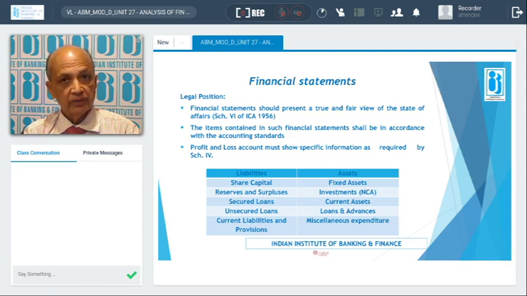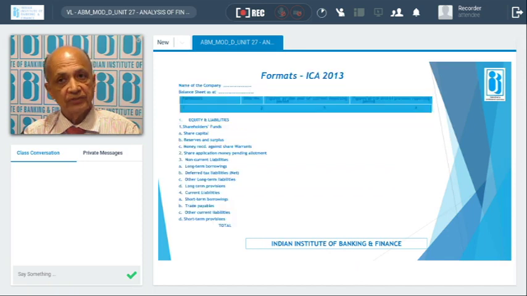And on the asset side, we take fixed assets on one side. Then comes investment, that is long-term investments, which are non-current assets. Investment, non-current asset, other than current assets. Then comes current asset. Then loans and advances, which may be partly current asset and partly non-current asset. Then miscellaneous expenditure, or we can call it intangible and fictitious assets.